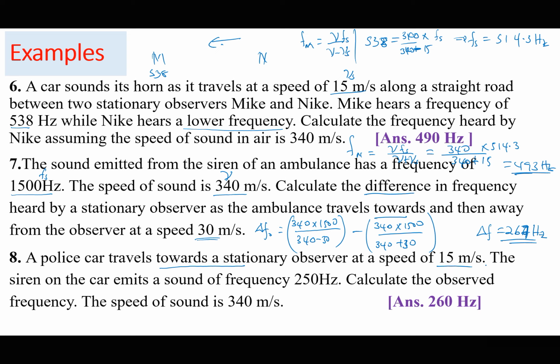You can also verify this one. A police car travels towards a stationary observer, so it is towards, at a speed of 15 meters per second. The siren on the car emits sound of frequency 250, so this is the frequency of the source. This is the speed of the source. Calculate the observed frequency. So I'll just write the formula. The observed frequency is going to be the speed of sound in air divided by the speed of sound, because it is towards, this is going to be minus the speed of the source, then times the frequency of the source. So you can substitute and see if you get that answer.